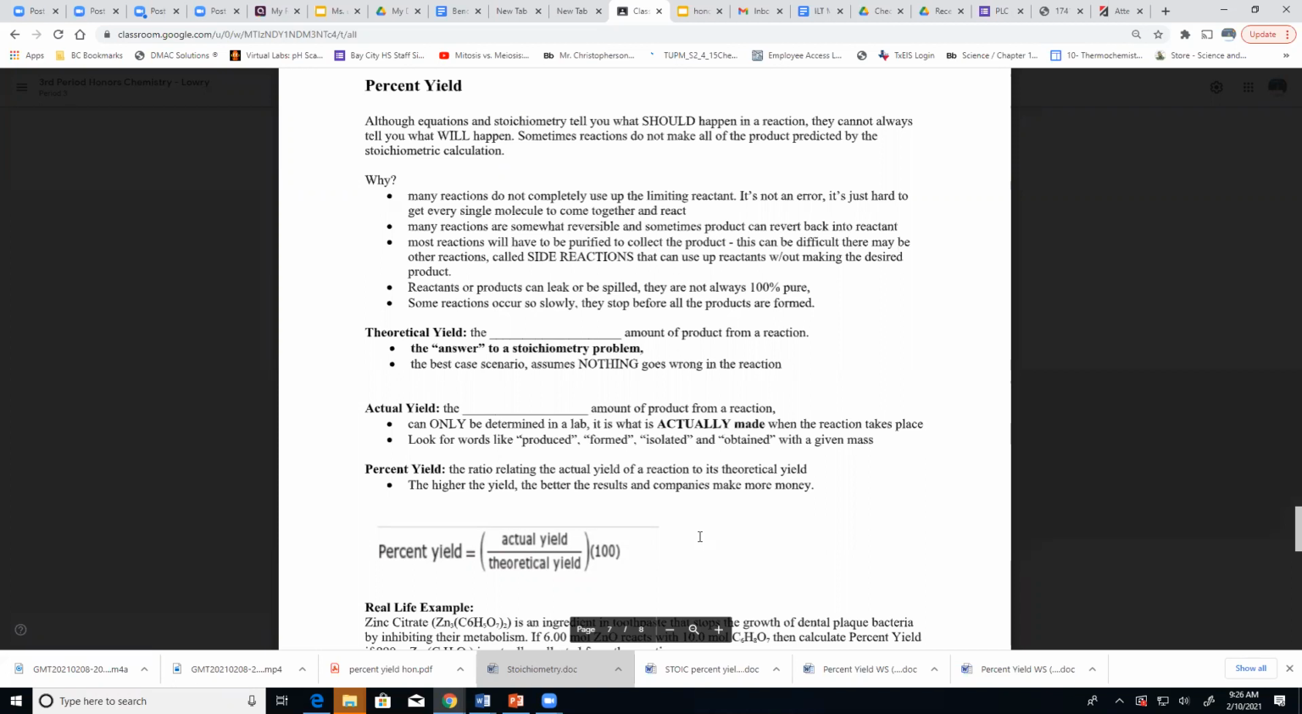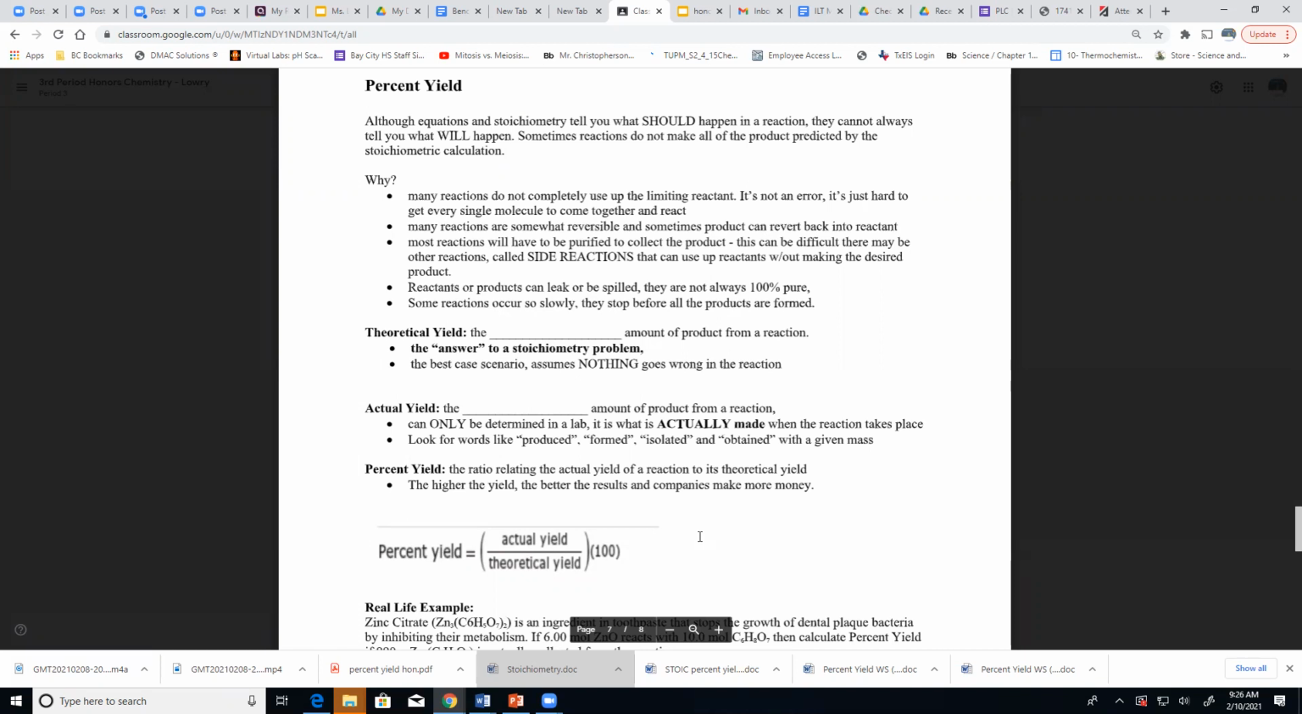Reactants or products can be leaked or spilled. That would be kind of a human error. They're not always 100% pure. And some reactions occur very, very slowly, and so they stop, a little bit like what Francisco was talking about with the energy. So they stop before all the products are actually formed.